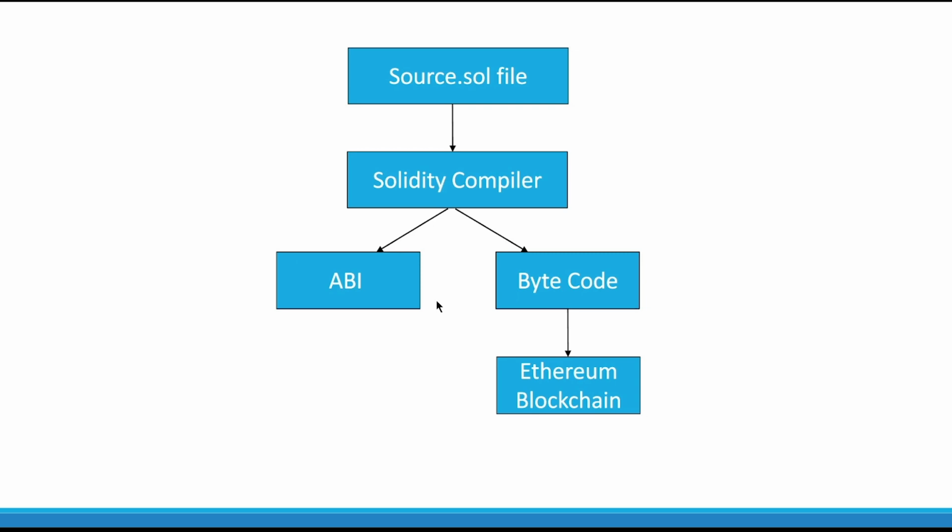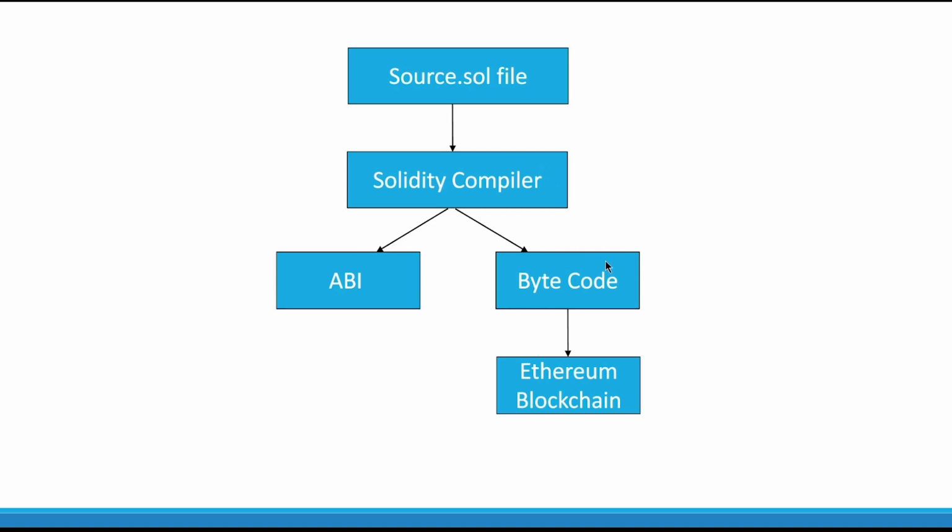Now, what is this ABI? ABI stands for Application Binary Interface. This ABI helps other applications communicate with our smart contract. In this case, the source.sol file is our smart contract, right? Now, if any other application wants to contact our source.sol file, then that application will need the ABI of our source.sol file. So you can think of ABI as a bridge between your smart contract and other applications which want to communicate with your source.sol file.